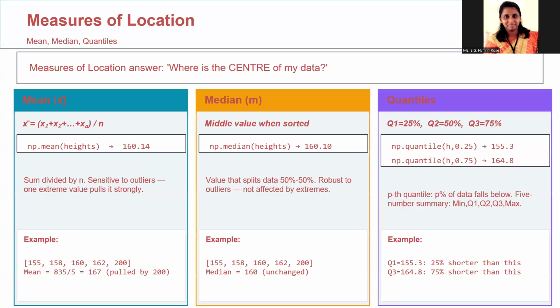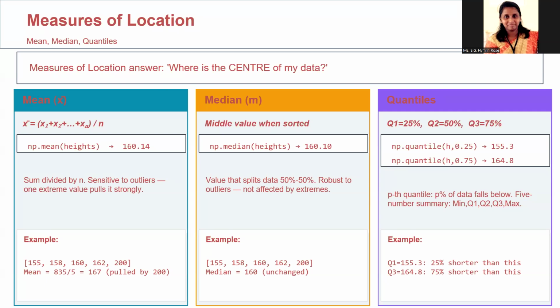So first is measures of location. Where is the center of my data? That's the question, right? They pinpoint a representative typical value around which the data is distributed. The three things are mean, median, as well as quantiles.